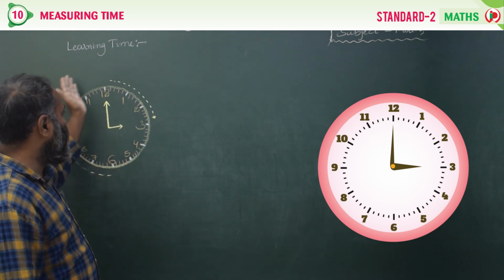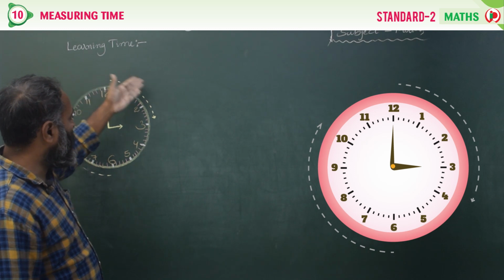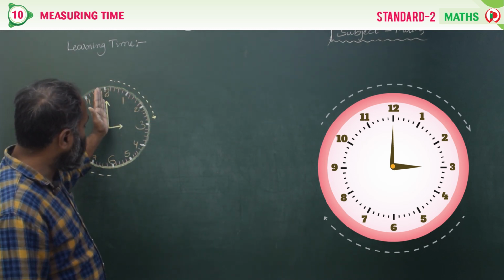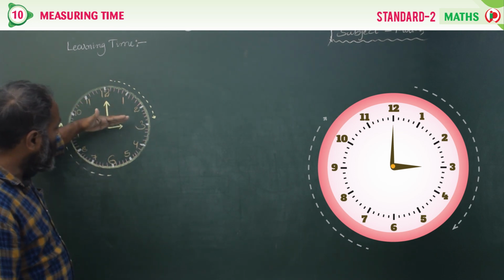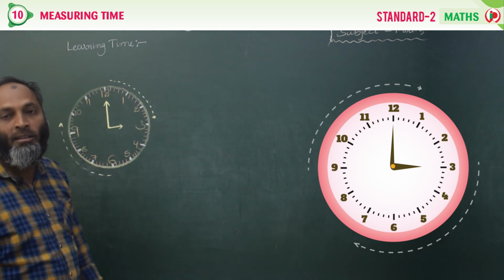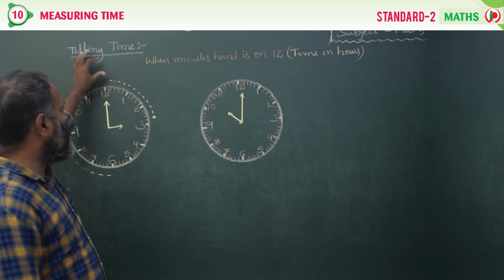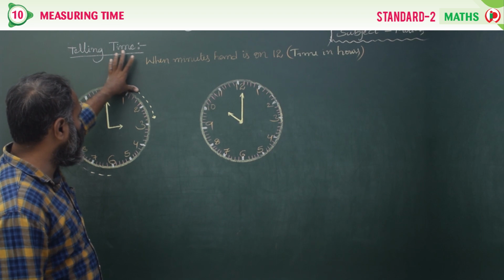So how do they rotate? They rotate in this direction, shown by these dotted lines. Our minute hand rotates in this direction and the hours hand also rotates in the same direction. Now students, see here, telling time. The next concept is how to tell the time.